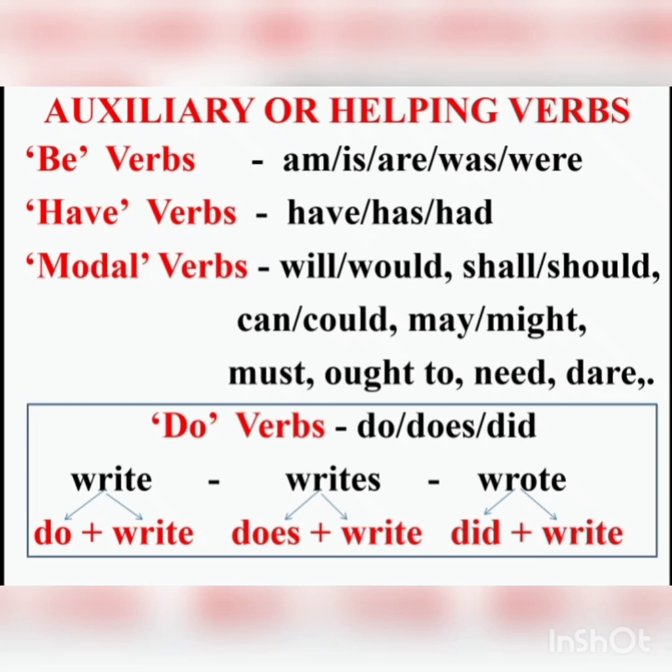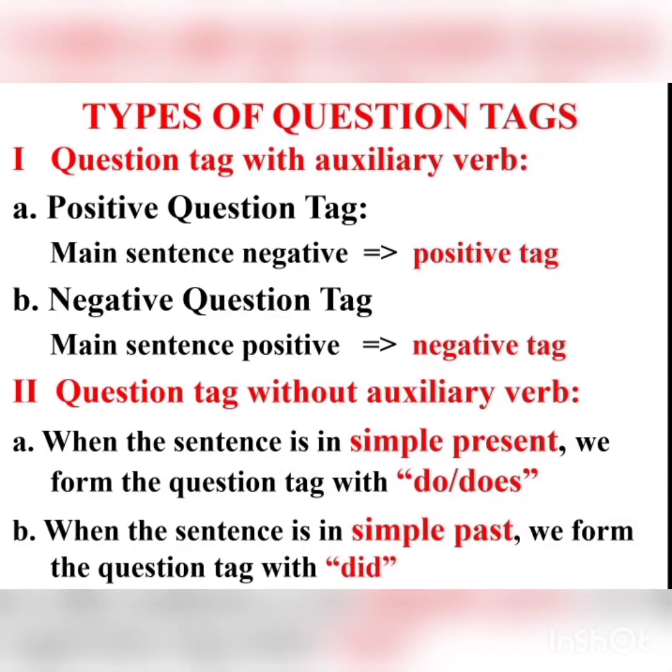Modal verbs are will, would, shall, should, can, could, may, might, must, ought to, need, dare. Do verbs are do, does, did. We use do and does for verb 1 and did for verb 2, that is past.